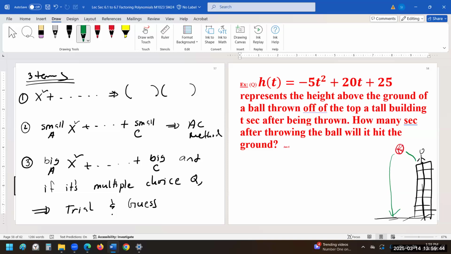Now they're saying this h of t is the height of the ball. So after throwing the ball, let's say 1 second, the height of the ball is here. We can calculate that by putting t equals 1. So after 1 second, the height is -5 plus 20 plus 25. After 2 seconds, the ball is here. We can calculate that using this formula. After every second, how high the ball is from the ground, we can calculate by using this formula. Is this clear?